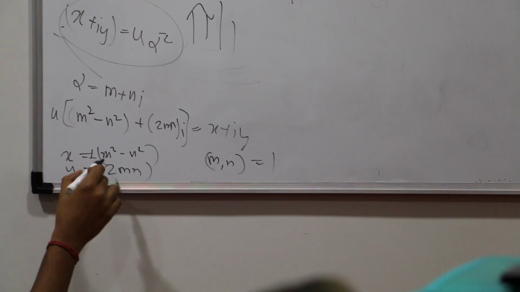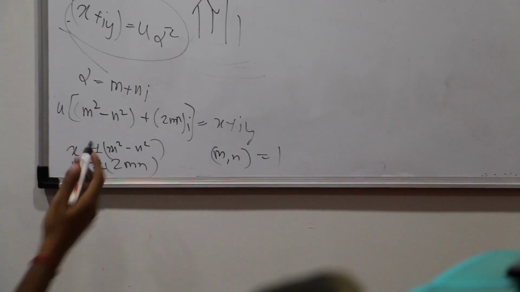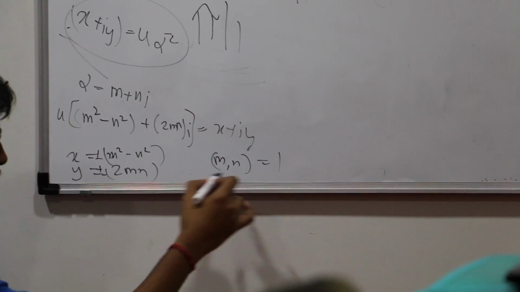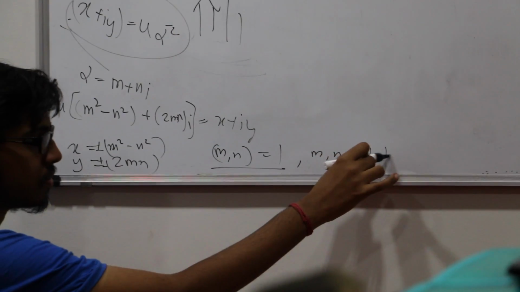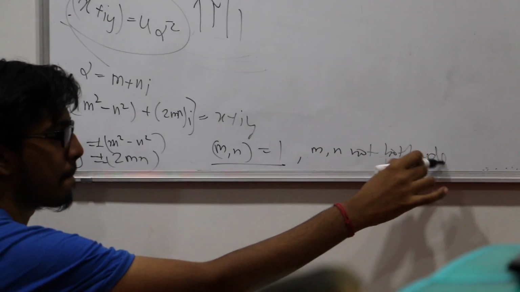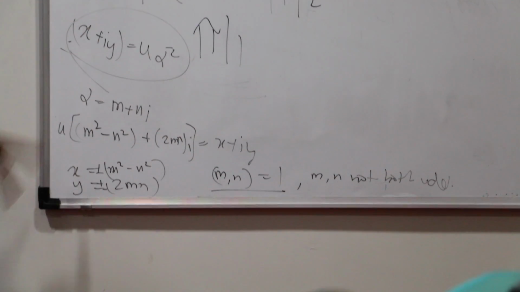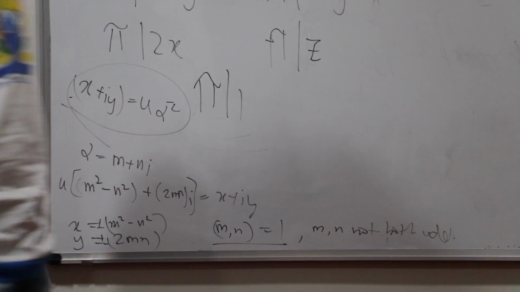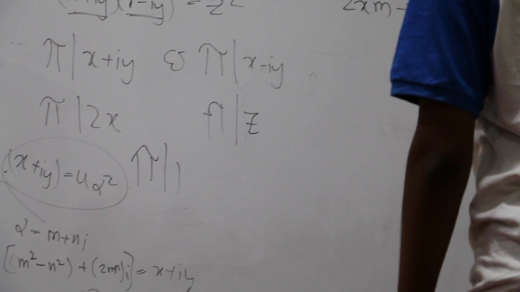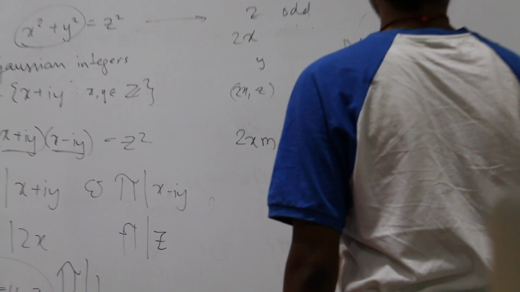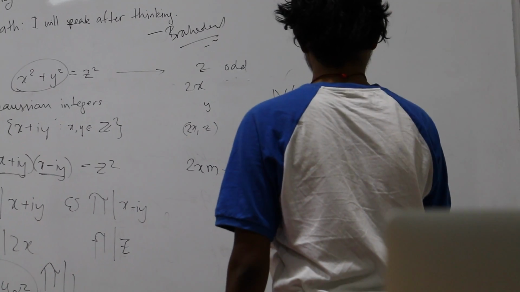Because if both were odd, then the squares would be odd and their difference would be even. And this is even, this is even. So again, that is a contradiction. So we want the GCD to be 1 and m, n not both odd. That's it. You have managed to find all possible Pythagorean triples. So the final solution is given by x equals plus minus m squared minus n squared, y equals plus minus 2mn, and z equals m squared plus n squared.